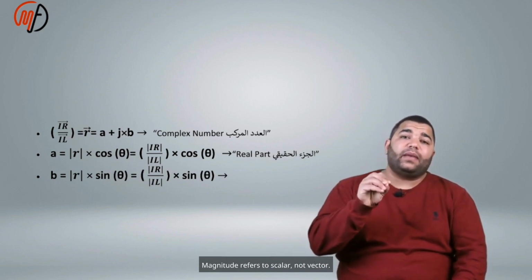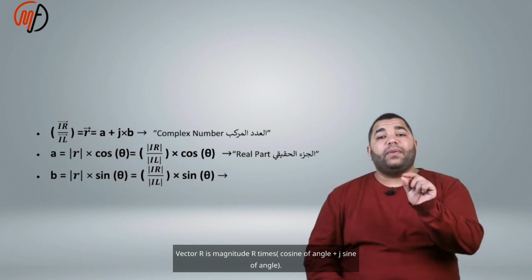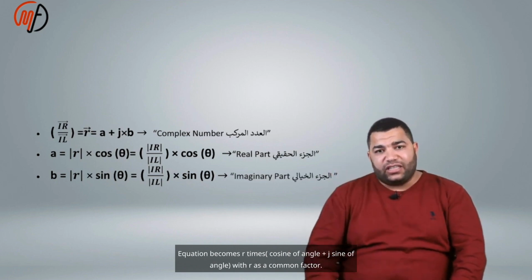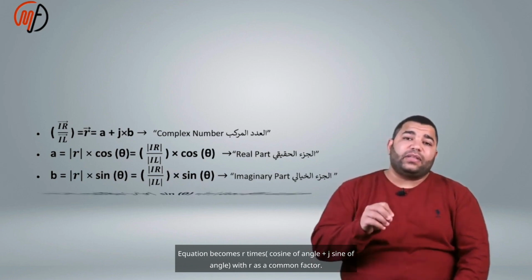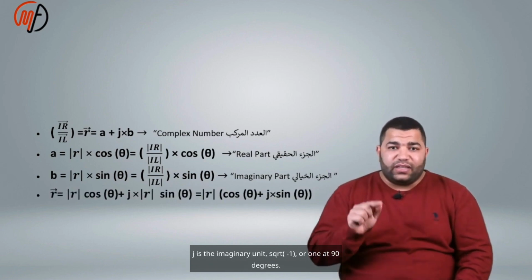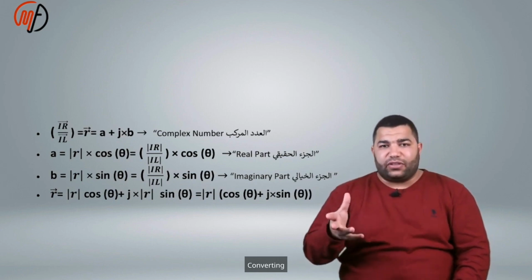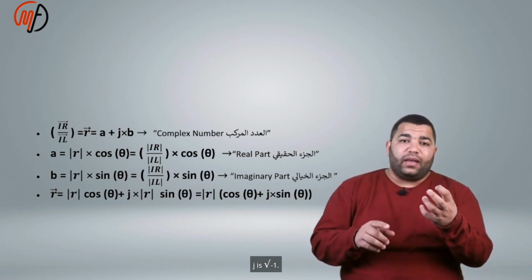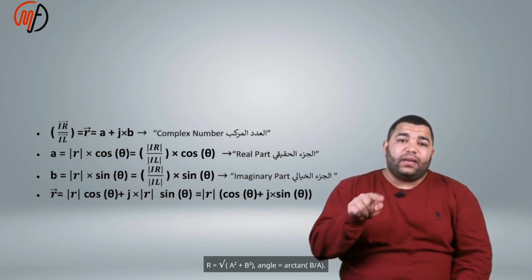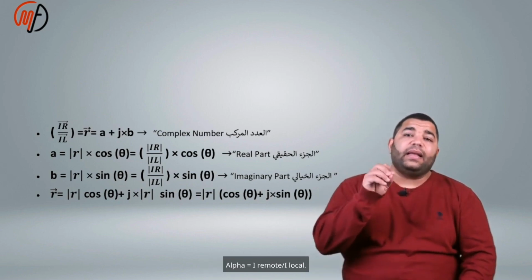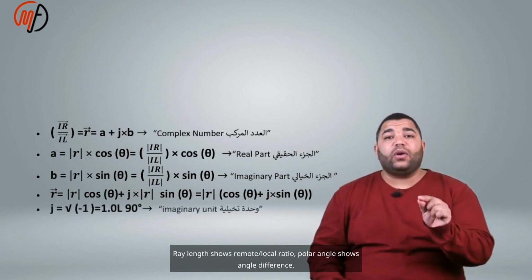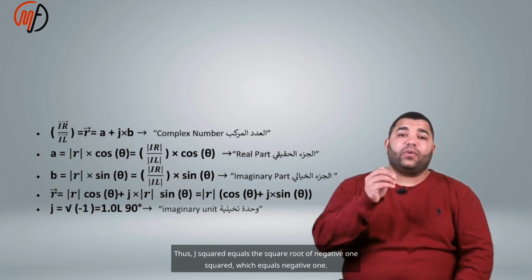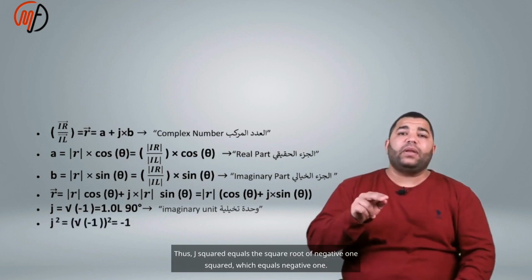Magnitude refers to a scalar, not a vector. Vector R is magnitude R times cosine of angle plus j sine of angle, with R as a common factor. j is the imaginary unit, equal to the square root of -1, or 1 at 90 degrees. Thus, j squared equals -1. R is the square root of A squared plus B squared, angle is arctan of B over A, and alpha is I remote over I local. The ray length shows the remote to local ratio, and the polar angle shows the angle difference.